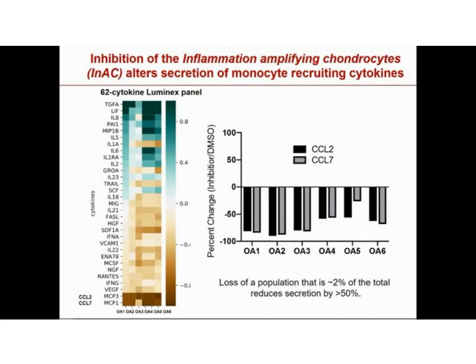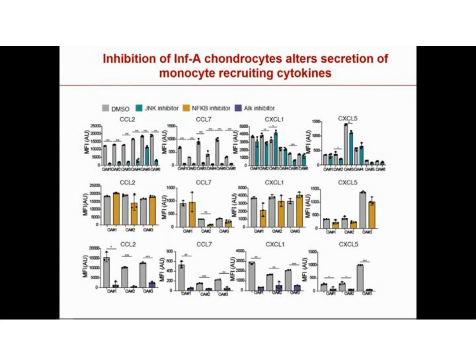And when we used an NF-kappa-B inhibitor, we did not see the same thing. So this is the middle panel where we used an NF-kappa-B inhibitor. This is the JUNC inhibitor data. And then we went ahead and inhibited ALK, which is upstream of SMAD1/3. And we saw the same result, that CCL2 and CCL7 were downregulated, and CXCL1 and CXCL5 were further downregulated. So clearly, inhibition of Inf-A seems to be beneficial.